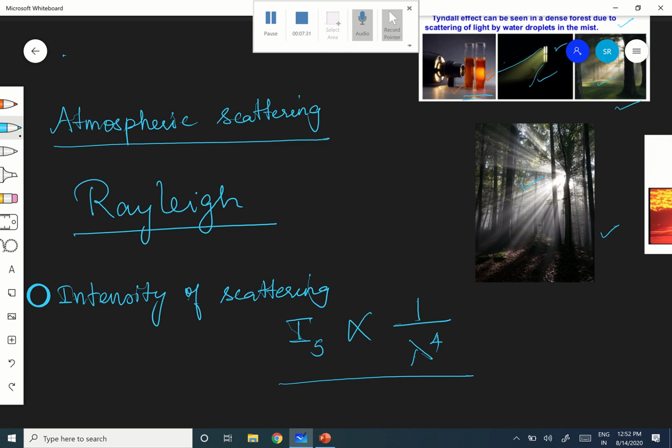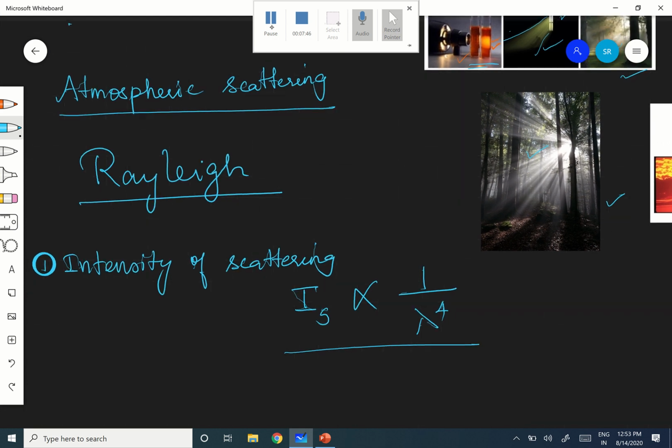More the wavelength, less will be the scattering, and vice versa. That is number one. Number two, second condition. Even this, the intensity of scattering being inversely proportional to the fourth power of the wavelength, is what you can call selective scattering.